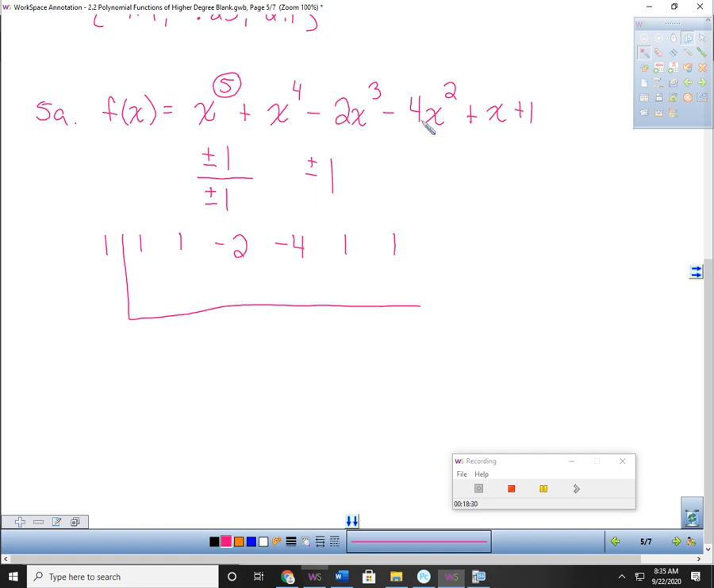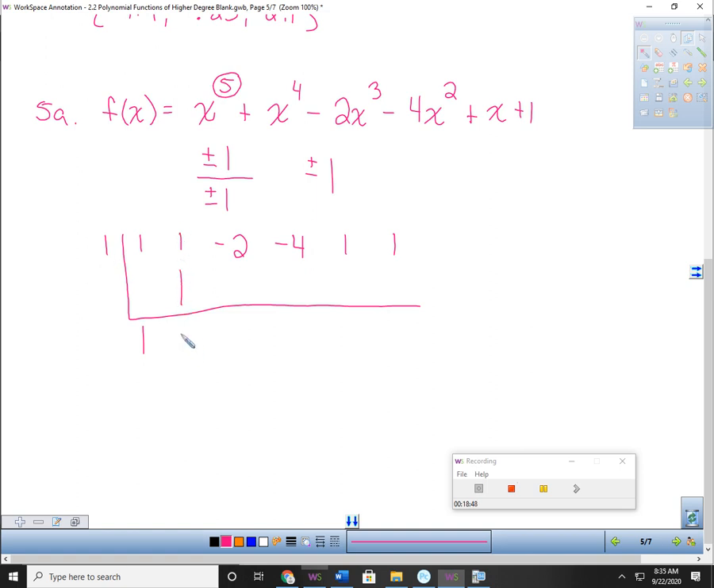So if you're missing one of these, you would have to put a 0 in its spot. Like if I didn't have an x to the 3rd, I would have to put a 0 right here. So the first thing you do, remember, is you take this first number inside the box and you drop that down. And then you multiply 1 times the one on the outside, which gives you 1.